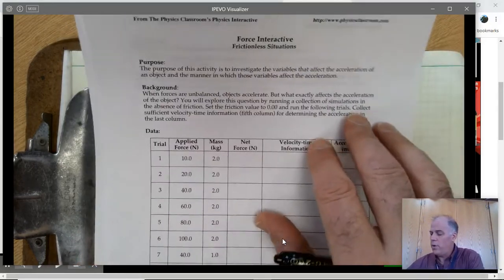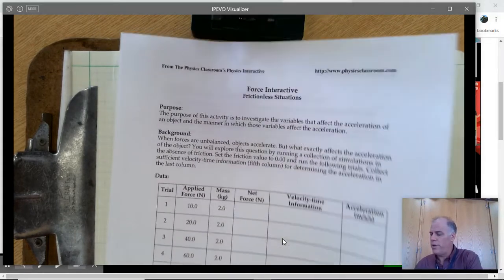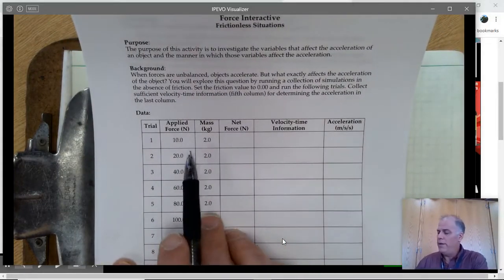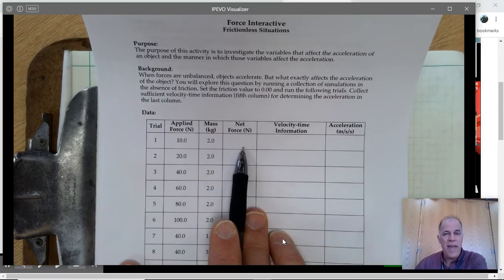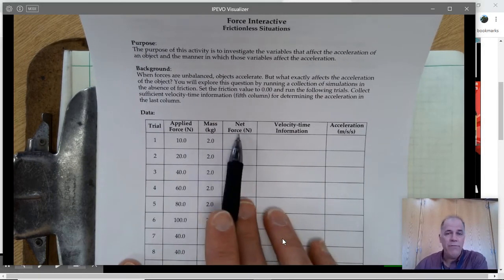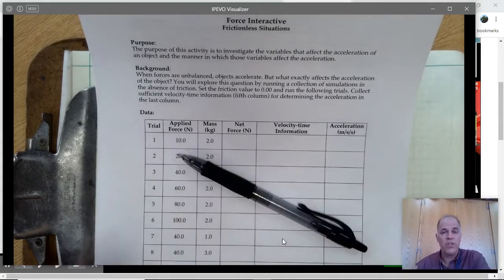So how do we record this data and what do we record? We'll start with the first one here. 10 newtons, 2 kilograms. The first column is net force. Now, this term net force means the total forces that are acting, because it turns out that forces add up with each other and the direction matters.